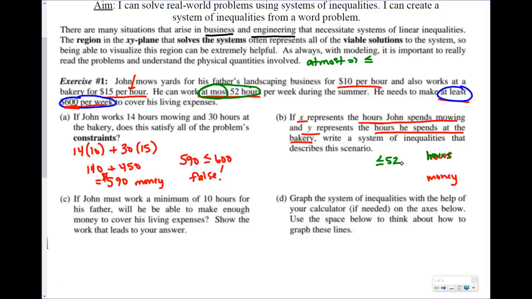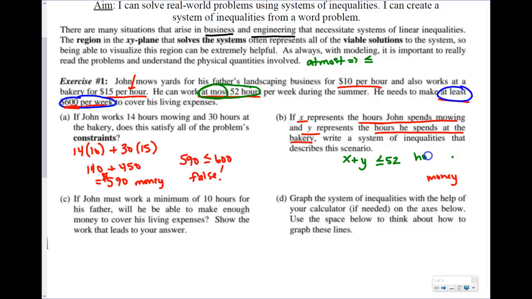So I'm going to make x, the hours he mows, plus y, the hours he is at the bakery, has to be less than 52 hours. Okay, so he could work 30 hours at the bakery and 20 hours at mowing, and he'd be less than 52. So that's our first equation that satisfies the hours constraint.